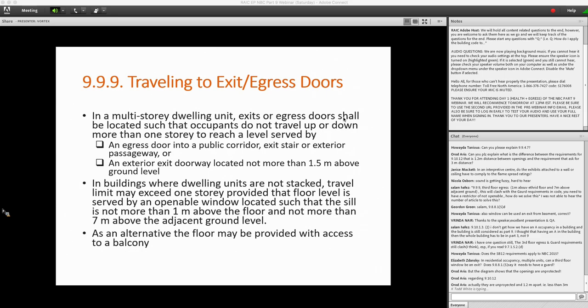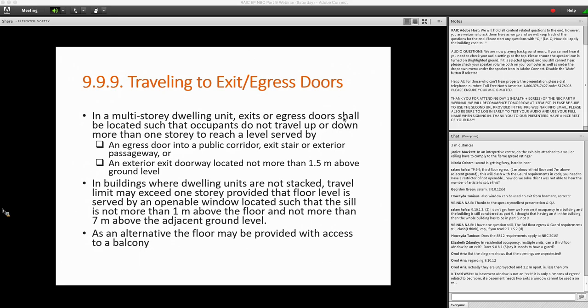Question 45: in residential occupancy, multiple units, can a third floor window be an exit? So it's not necessarily an exit. It's just a means of escape for a multi-story dwelling unit. So it's still one dwelling unit, but it is multi-story, right? Yeah. Hopefully this answers the question.